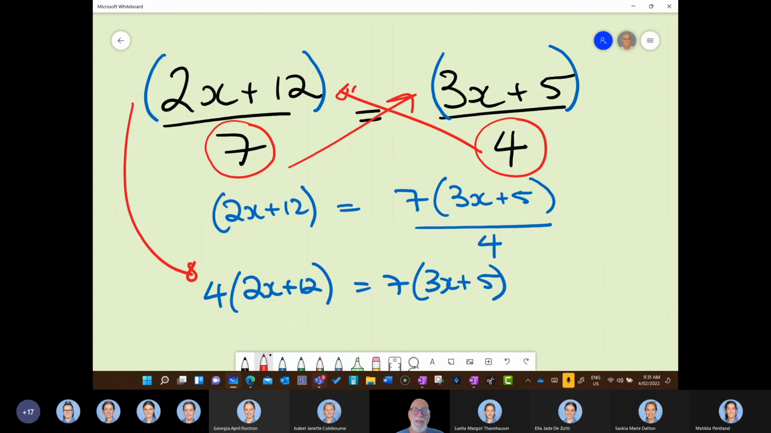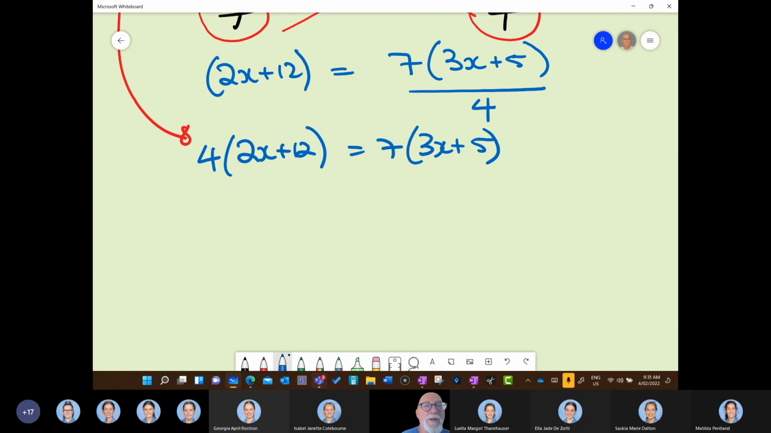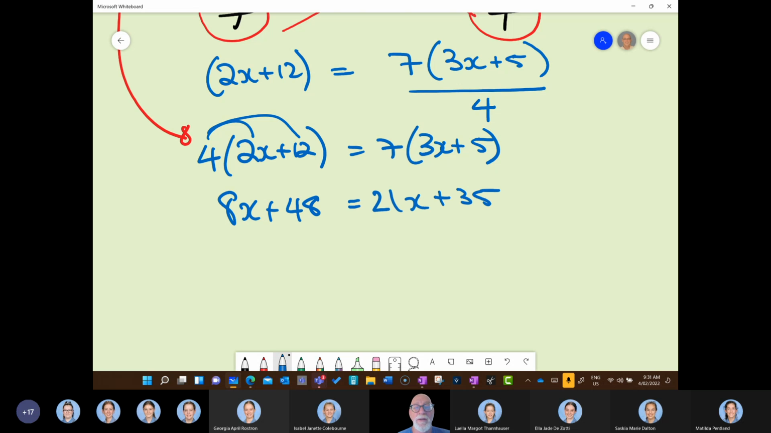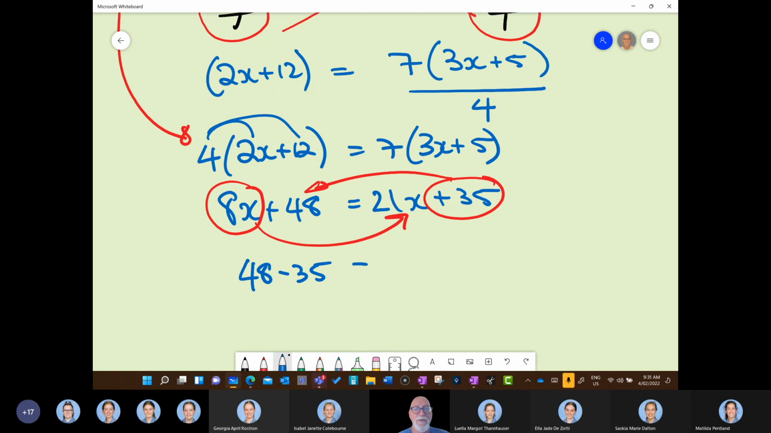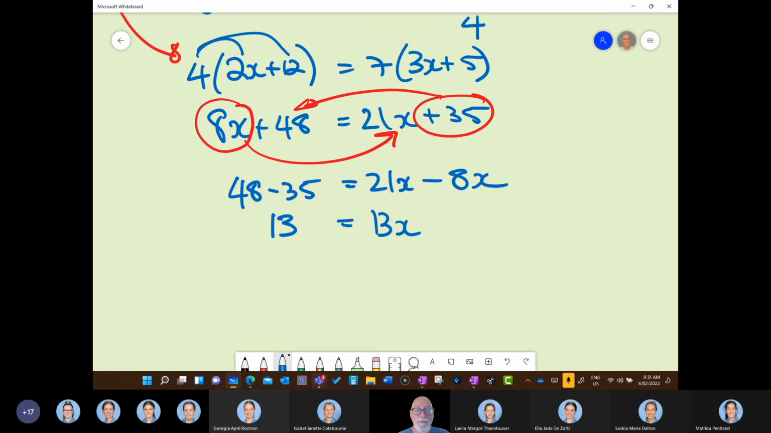Right, now once we get to that point, after the work we've done this week, we should be pretty cool here. 8x plus 48. I'll stop reading it out. Expand the brackets. Right, letters with letters, numbers with numbers. I'm going to move this one over to here, which means that one is coming over to there. So 48 minus 35 is 21x minus 8x. So 13, if someone's keeping an eye on me here, equals 13x. Therefore, I think x is 1.